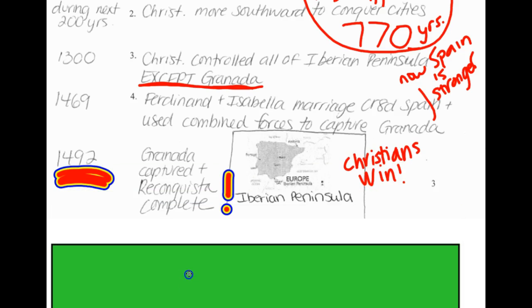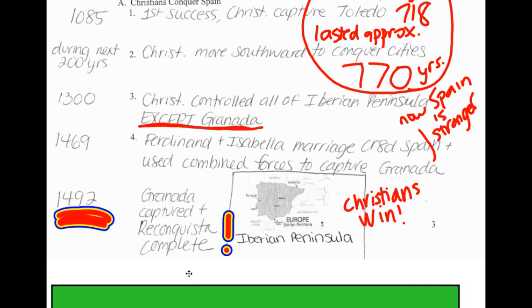So you need to realize that in 1492, after Granada was captured, the Reconquista was over. Christians controlled the Iberian Peninsula, and they were able to achieve their goal, which was different than the Crusades. The Crusades' goal was not achieved.